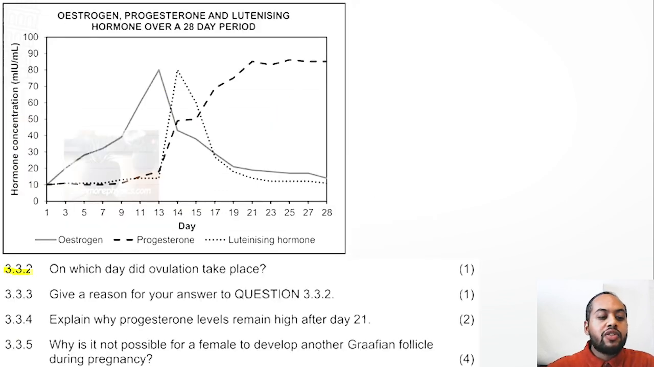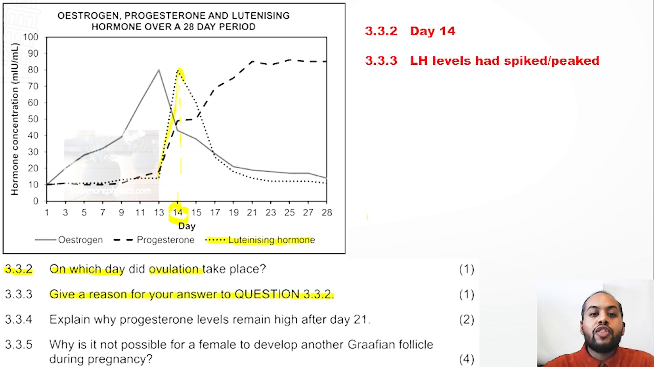The next question, 3.3.2, on which day did ovulation take place for 1 mark? If we look in the diagram on the graph, we can see that luteinizing hormone, the dotted line, spikes up here on day 14. So therefore ovulation took place on day 14, 3.3.2. For 3.3.3, give one reason for your answer. So we just stated the reason now. The luteinizing hormone levels have spiked up or have peaked around day 14.